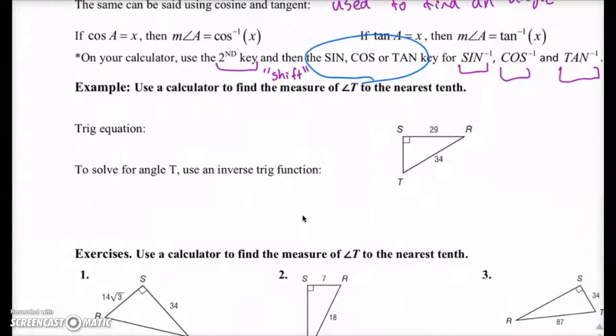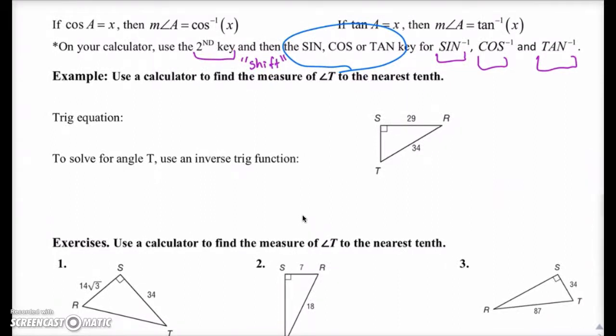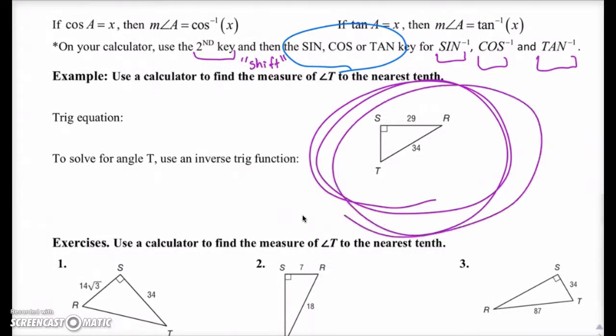So I was going to do some practice problems right here. So, looking at the example right here.